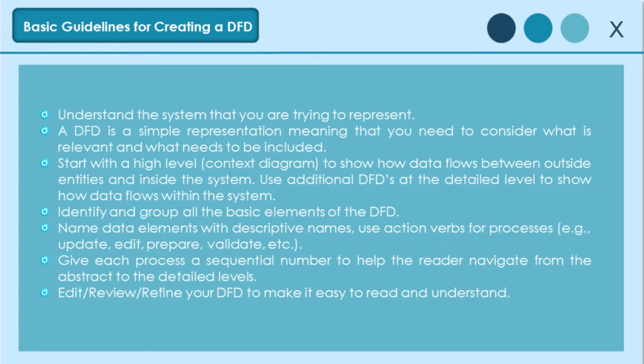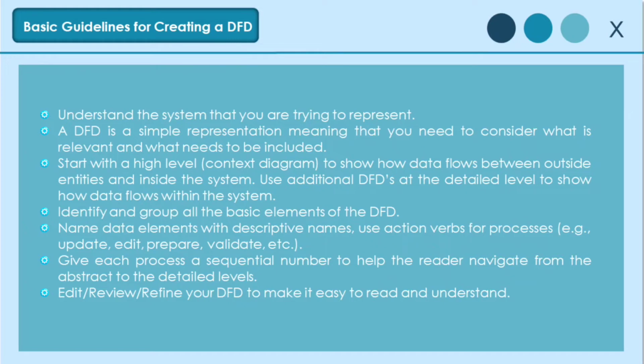Use additional DFD at a detailed level to show how data flows within the system. Next, identify and group all the basic elements of the DFD, where effective labels can help someone unfamiliar with the system understand the objectives, functions, and features of the system better. Next, name data elements with descriptive names. Use action verbs for processes such as update, edit, prepare, validate, and etc. Give each process a sequential number to help the reader navigate from the abstract to the detailed levels. Lastly, edit, review, refine your DFD para gawin siyang mas madaling basahin at mas madaling maintindihan.